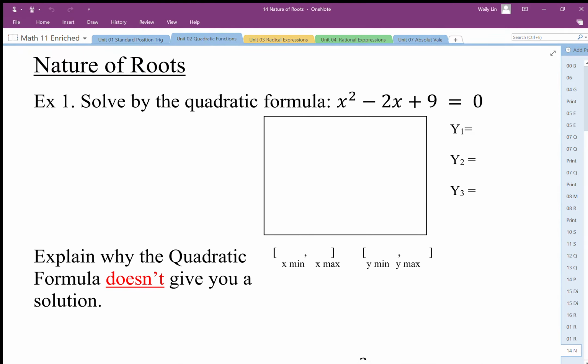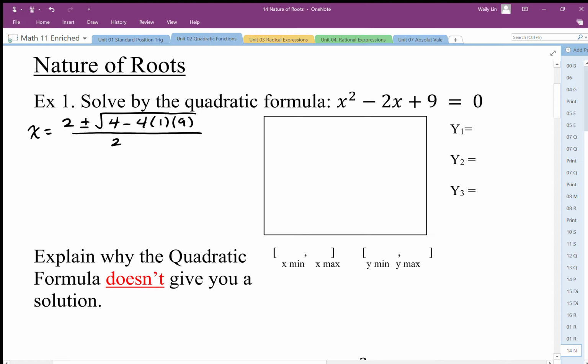Plugging into the quadratic formula, where we can solve this quadratic equation. So using my quadratic formula, x is equal to negative 2 plus minus square root of negative 2 squared minus 4 times a times c, and that's all over 2a. And so simplifying this, we get 2 plus minus square root of 4 minus 36, or square root of negative 32. Now we cannot square root negative 32, so there's no solution.